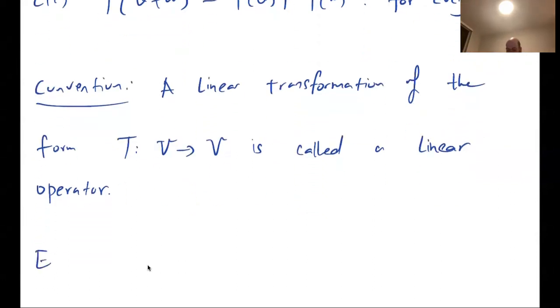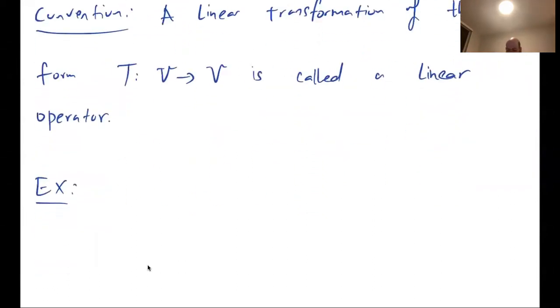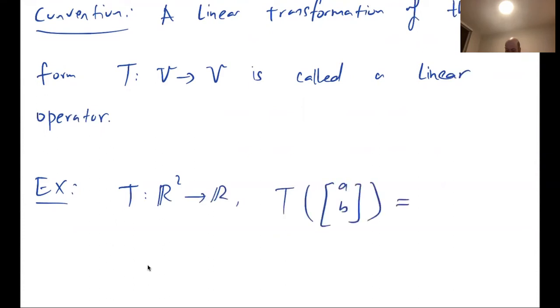So let's look at an example. Let's say T from R2 to R. And let's say T of A and B equals A squared plus B squared. Then T is not linear.